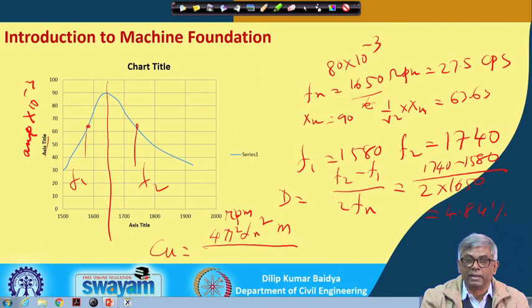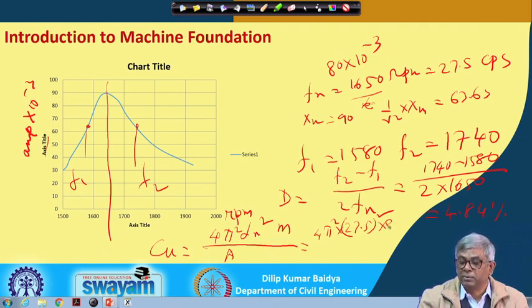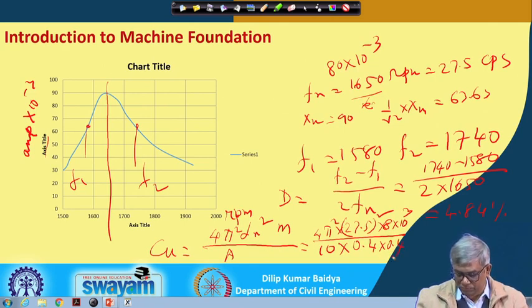If you want to find Cu, Cu is 4 pi square Fn square m divided by A. Here Fn in cycles per second is 27.5, whole square, multiplied by m. The weight is 8 kilonewton, so 8 multiplied by 10 cube in Newton, divided by 10 taken as g, and then divided by the area, 0.4 multiplied by 0.4.